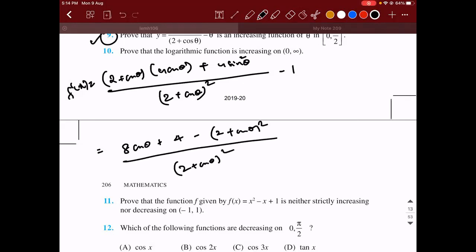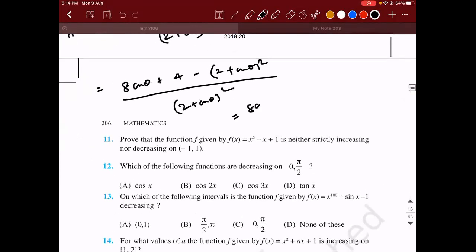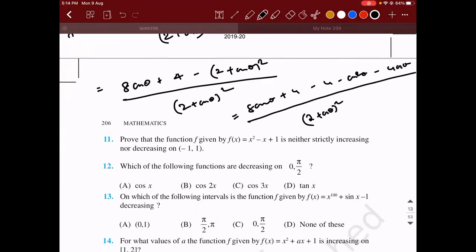Anything am I missing? Sir, I'm getting cos theta into 4 minus cos theta by 2 plus cos theta the whole square. I think that is what I get. 1 minute. 4 and 4 are getting cancelled. You will get 4 cos theta minus cos square theta, correct? Divided by 2 plus cos theta the whole square. So this is f dash of x.